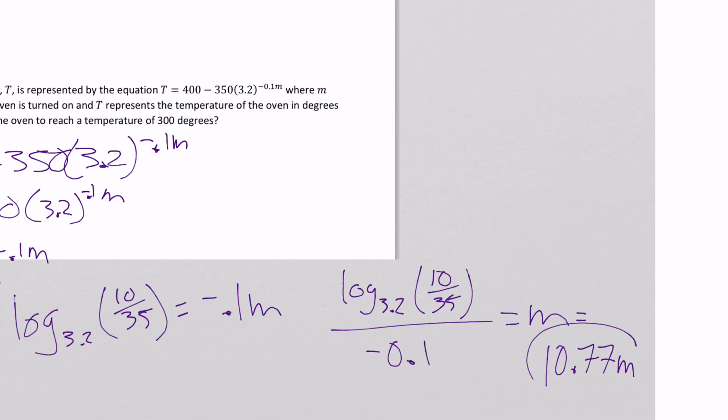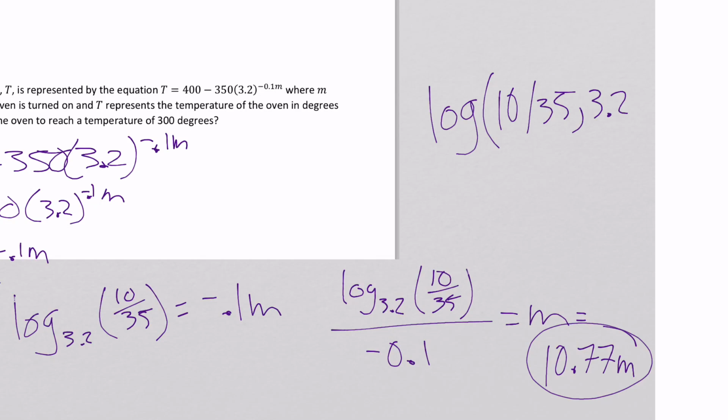10.77 minutes. If you're on an old school calculator, you should enter that as log of 10 over 35, comma, 3.2. That's going to give you log base 3.2 of 10 over 35. It's the easiest way to do it. You could also use change of base formula and then divide that by negative 0.1. You get the same number.